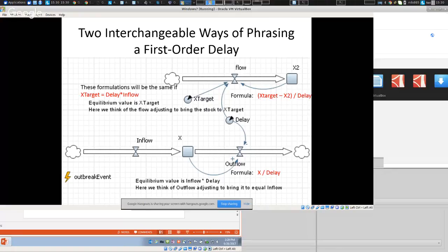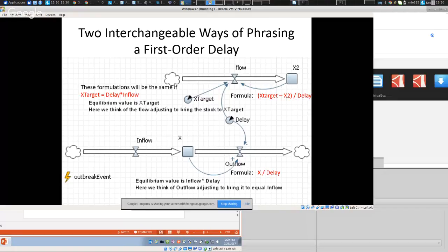The bottom one adjusts the value of the stock accordingly to make outflow equal inflow. The top one adjusts the value of the flow accordingly to make the stock equal to X target. You appreciate that? Again, I'm not asking you to give a round of applause for it, although you're welcome to do that. But it's just, okay, you grok it. Okay, great. Now, you notice that these are not automatically the same.